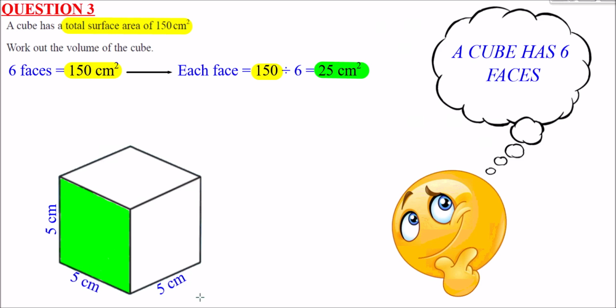But because we need the volume, to work out the volume of a cube, it's the length multiplied by the width multiplied by the height. Or put even easier, it's just the length of it cubed, hence the name cubed. So all we need to do now is 5 cubed, or 5 times 5 times 5, to give us a volume of 125 cubic centimeters.